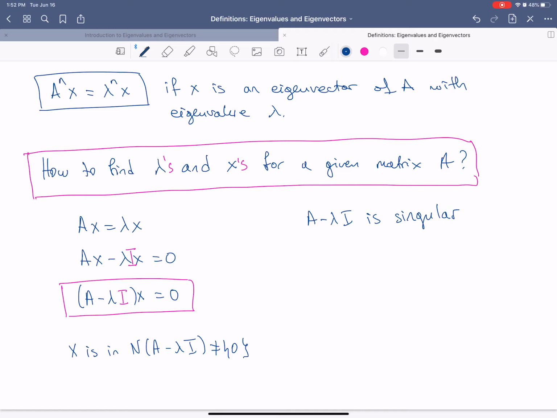Now, hopefully you haven't forgotten determinants just yet, but if a matrix is singular, it means that its determinant, right, this is the determinant of A minus lambda I. I know it looks like an absolute value, but when you talk about matrices, that means the determinant. This determinant needs to be 0.